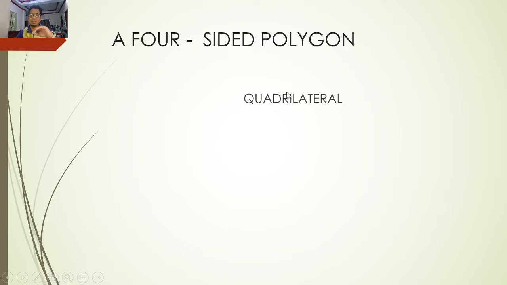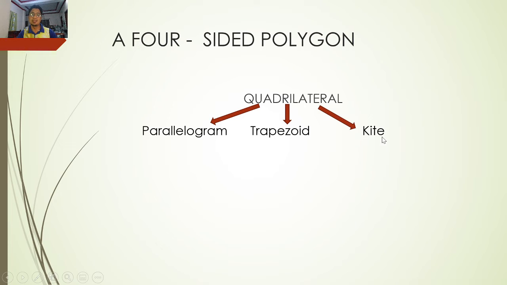Now, we will be having here a flowchart kung saan under niya yung mga sakop niya. Ito nasa ibabaw nito, polygon, papunta rito, quadrilateral. Okay? So, halimbawa, quadrilateral is divided into 3 subcategories. The first one is parallelogram. The second one is trapezoid. And the third one is kite.